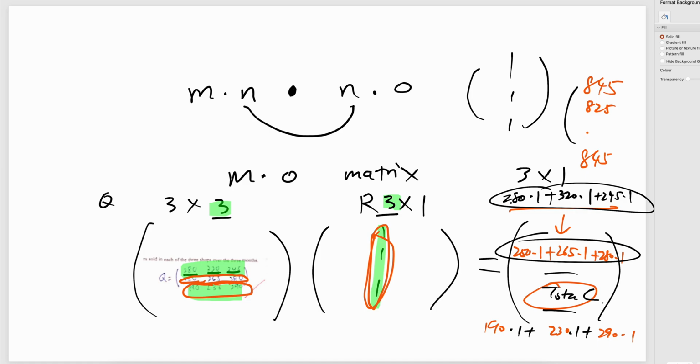Then the total you add. The last one: 190, 230, 290. That is 710. Okay, good.